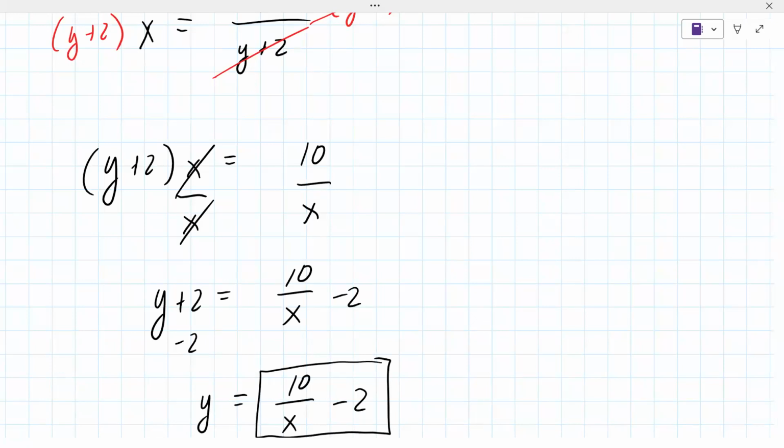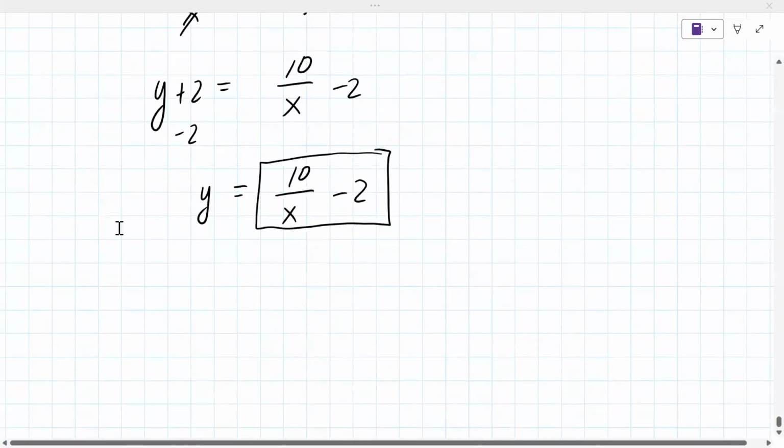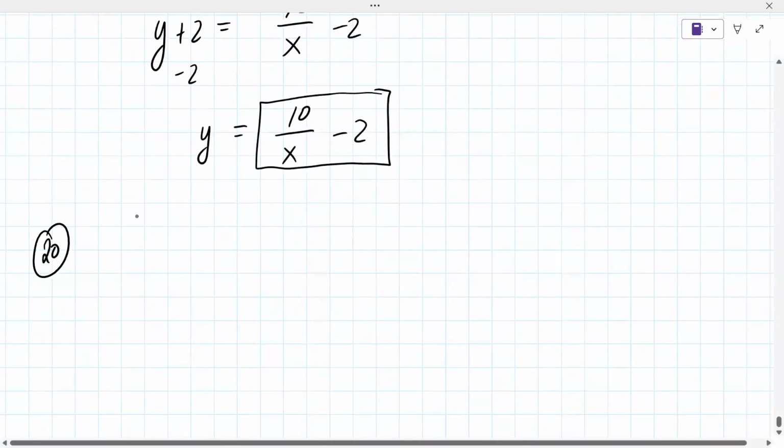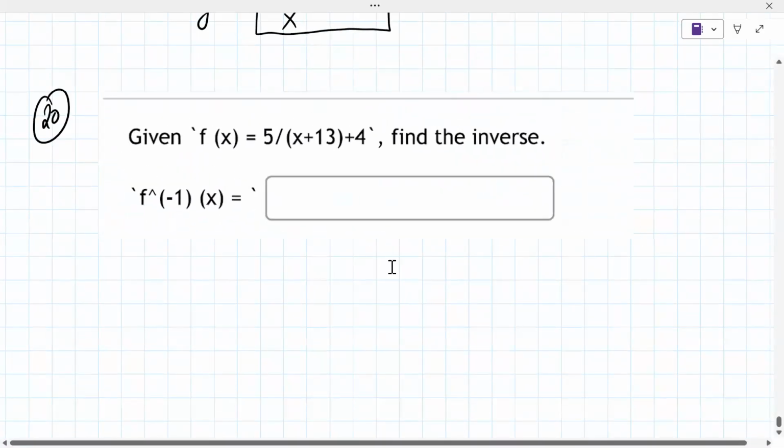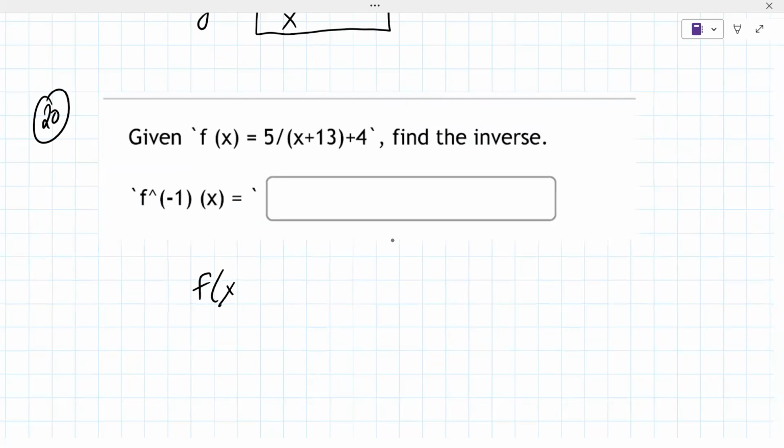Okay, so occasionally I'll do some stuff out of order here. We're going to come back to D, but we're going to go to 20 because 20 is like the one we just did. Here's 20. Not formatted well, so let me rewrite it. I believe it's this, 5 over x plus 13 plus 4.